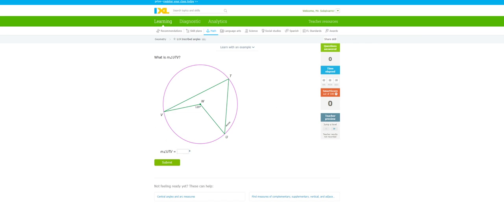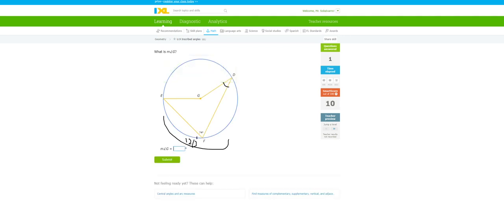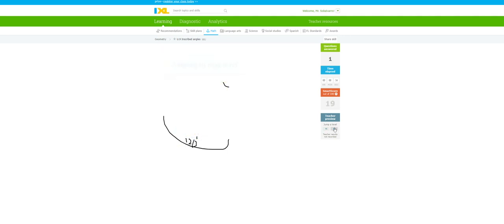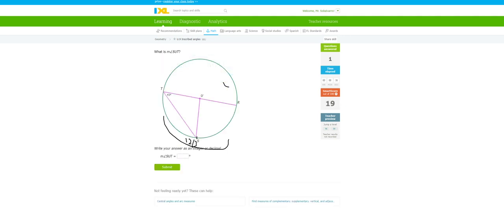UTV. So from U, T, and V, they're asking you for this angle. Well, I know that the central angle is 120, so I know that the arc VU is 120. So to get that angle, all I have to do is divide by 2, which means it's 60. Okay, half of 120 is 60, so this will be 60 degrees.